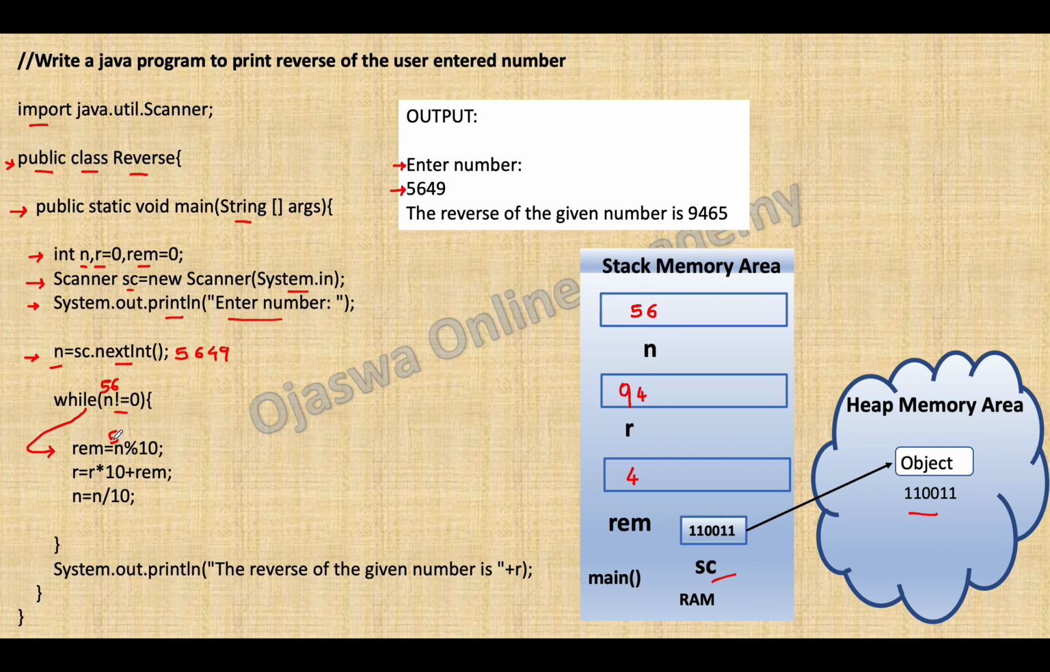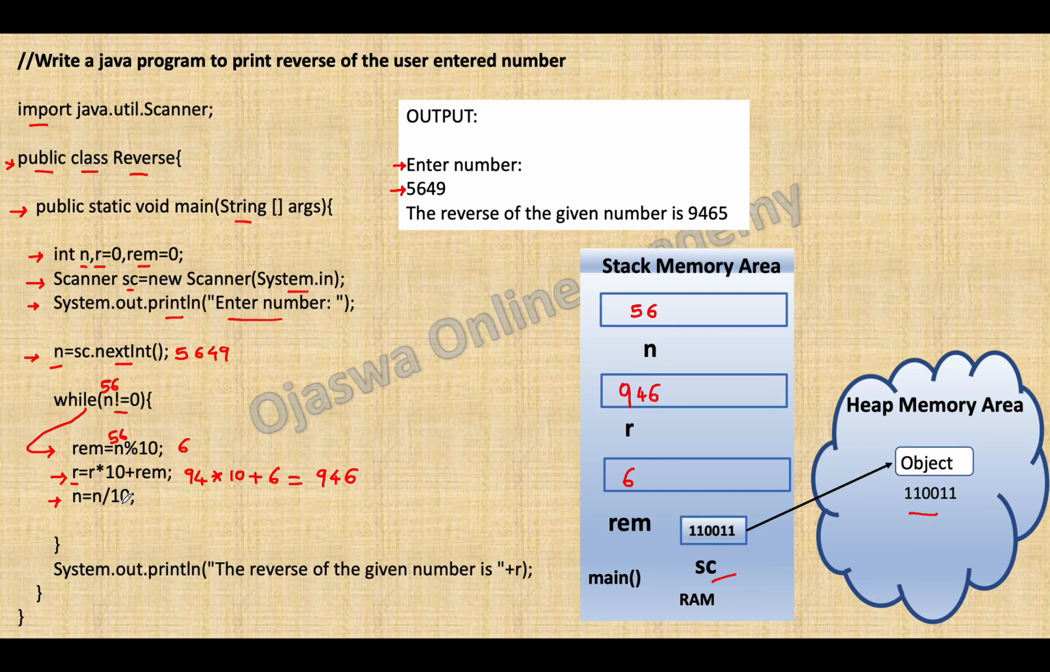The first statement is executed. When you divide 56 by 10, the remainder you get is 6. Now the value of rem is replaced with 6 and the next statement is executed. R equal to R multiplied by 10 plus rem. So value of R is 94 multiplied by 10 plus value of rem is 6, which is equal to 946. Now the value of R is replaced with 946.